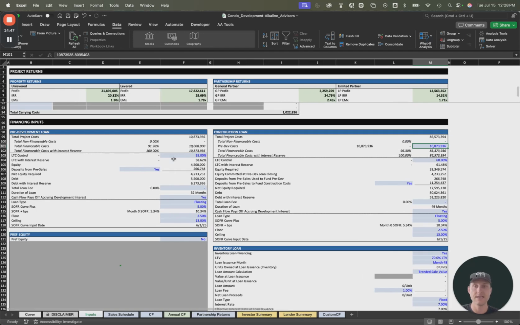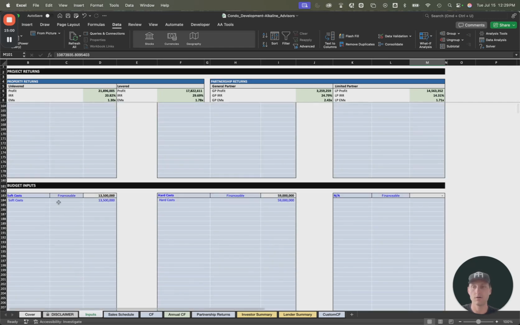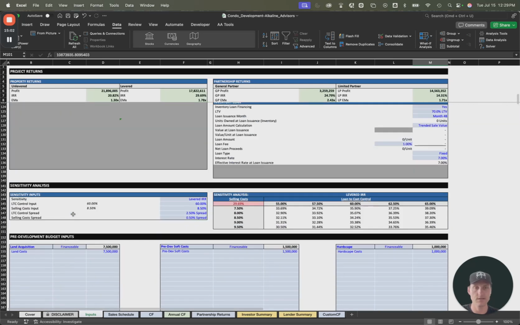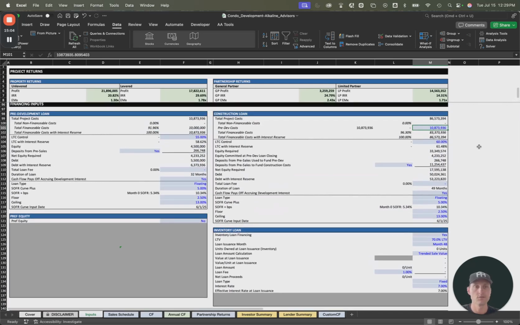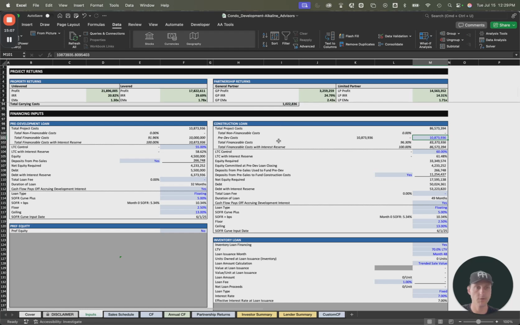Why? Because it's taking the total pre-development cost and including interest reserve. And once we include the interest reserve, now we're funding the whole pre-development cost plus any vertical cost that's down below, hard cost, soft cost, any other costs inclusive in the budget. So now we have a vertical loan or a construction loan. You can choose if you have deposits from pre-sales funding some of the construction costs. If not, you would have to borrow more or provide more in equity. If so, you're able to use some of those deposits to fund the construction of the building.